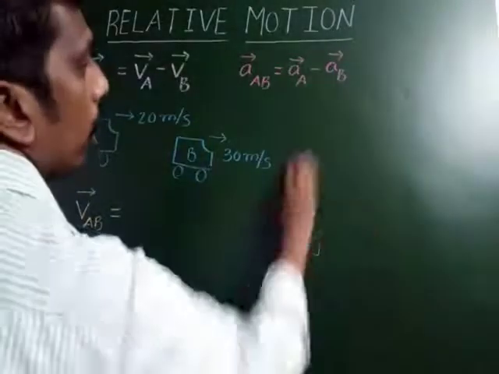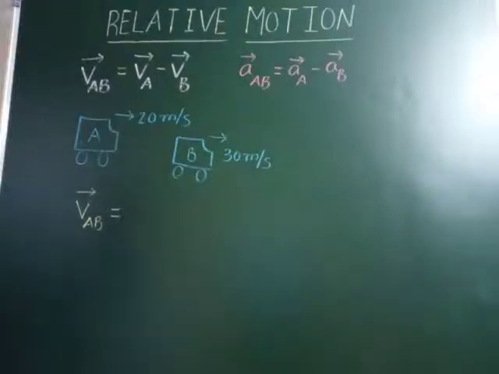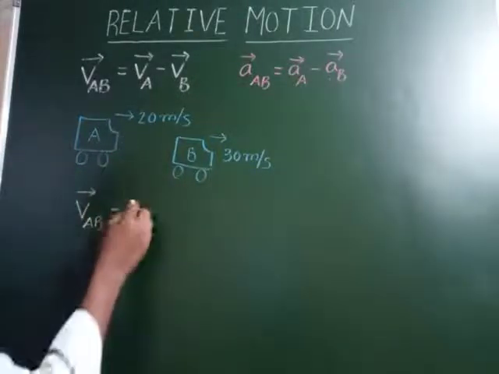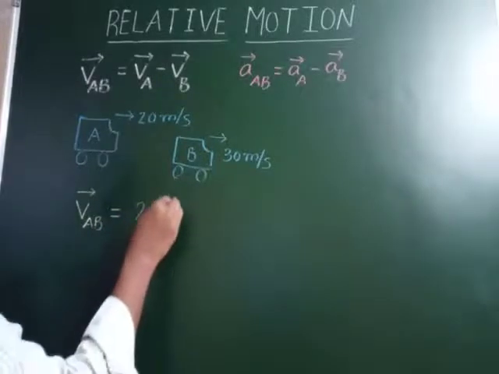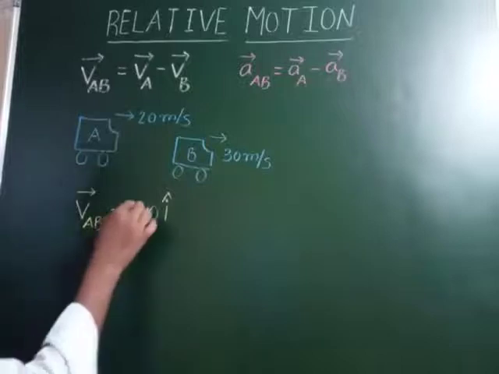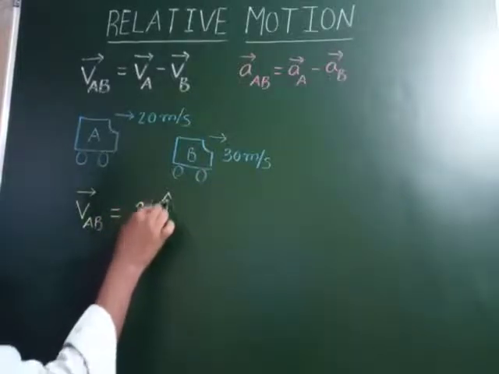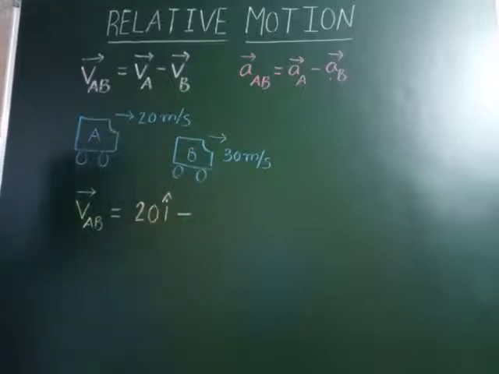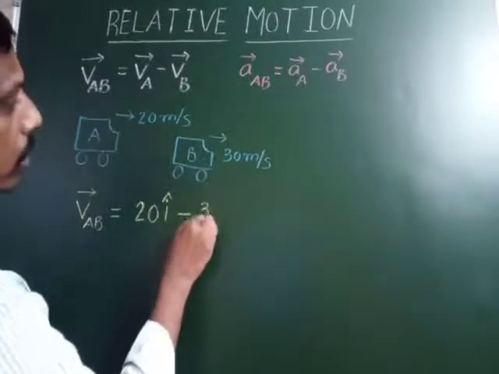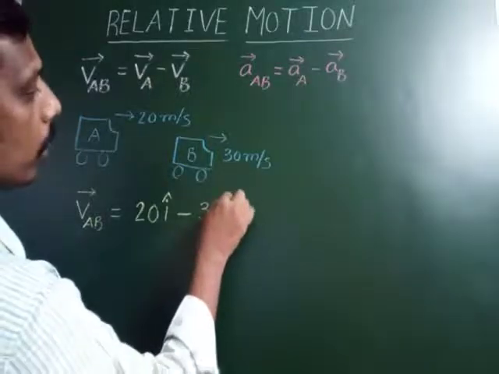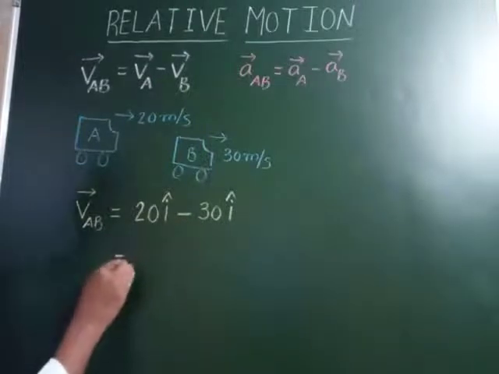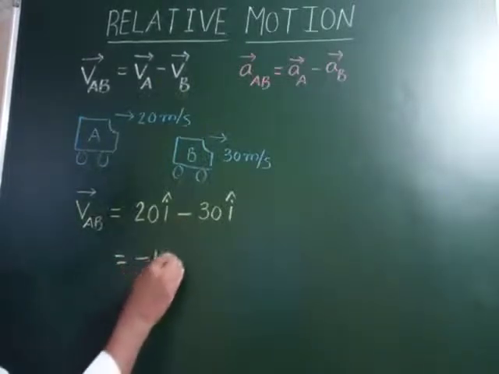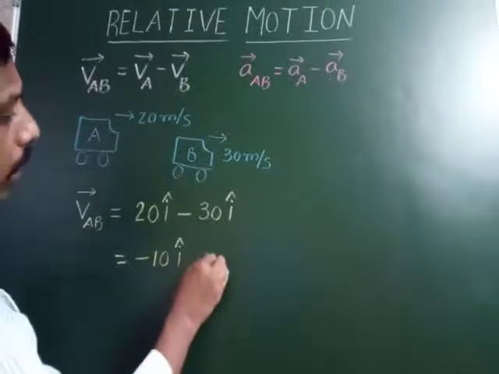Here car A and car B both are moving towards east. So velocity of A with respect to B is equal to velocity of A, 20, and its direction is towards east. Take it as i cap, 20 i cap, minus velocity of car B. Velocity of car B is 30 meter per second. It is also in east, take it as plus i cap. 20 i cap minus 30 i cap, that is equal to minus 10 i cap meter per second.